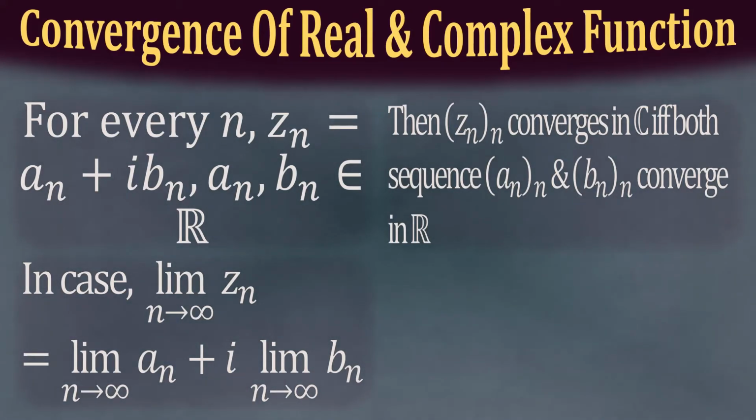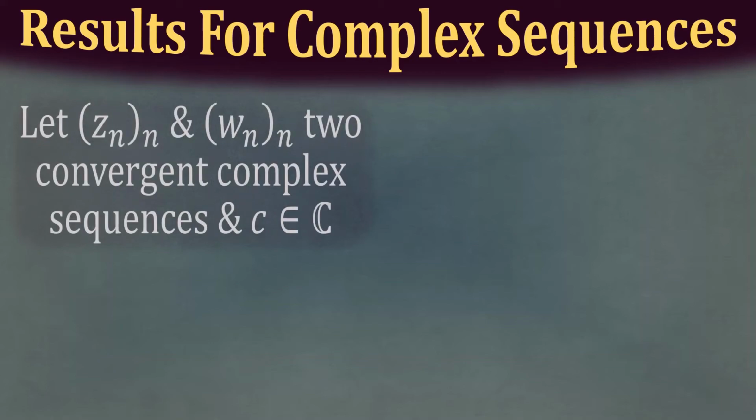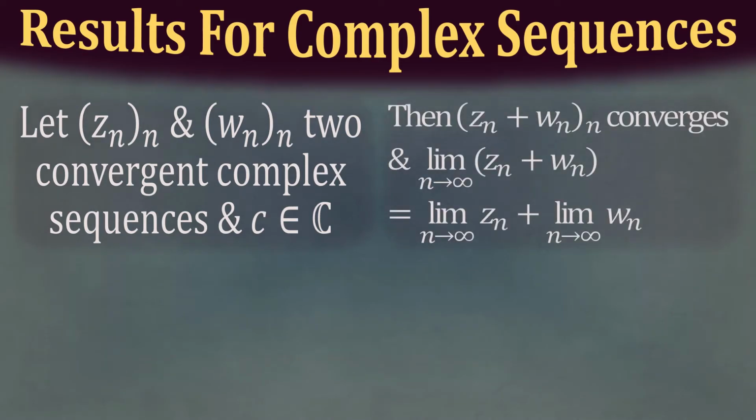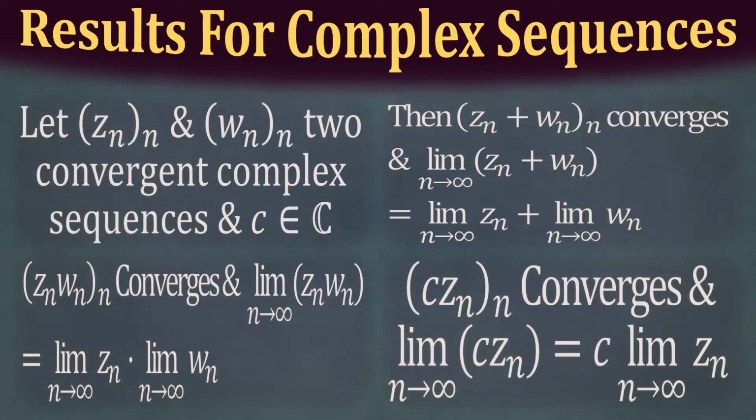Then, let's give some results for complex sequences. Let z_n and w_n be two convergent complex sequences and let c be a complex number. Then z_n plus w_n converges, and the limit of z_n plus w_n is equal to the limit of z_n plus the limit of w_n. Also, z_n times w_n converges, and the limit of z_n times w_n is equal to the limit of z_n times the limit of w_n. And c times z_n converges, and the limit of c times z_n is c times the limit of z_n.